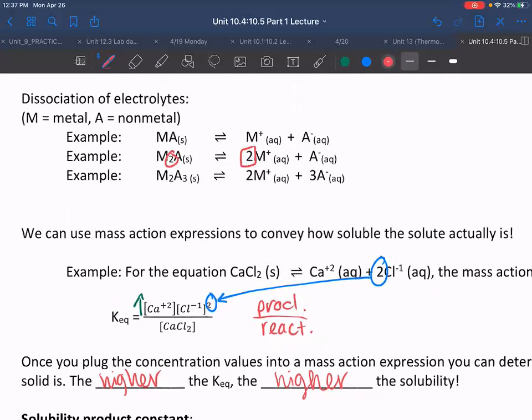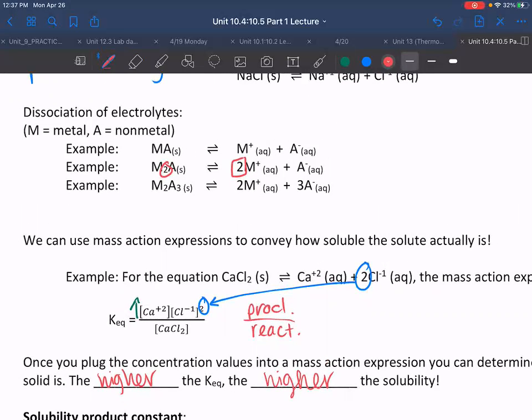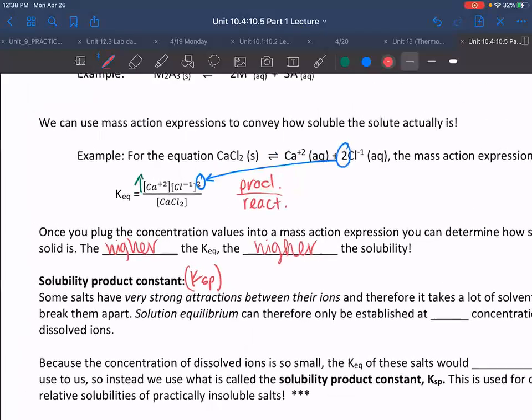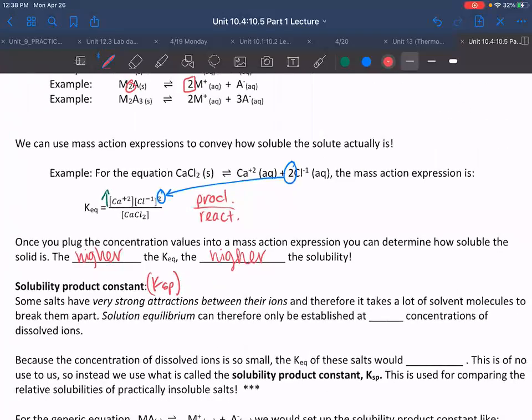Now, unfortunately, not everything is as great at dissolving as sodium chloride. So we need to talk about the solubility product constant. This is KSP. Some salts really like each other. The ions really want to hang out together. So it takes a lot of solvent to start to actually break them apart. And so the only concentrations where you can form somewhat of an equilibrium, otherwise it'd be forced too much one way, are at low concentrations.